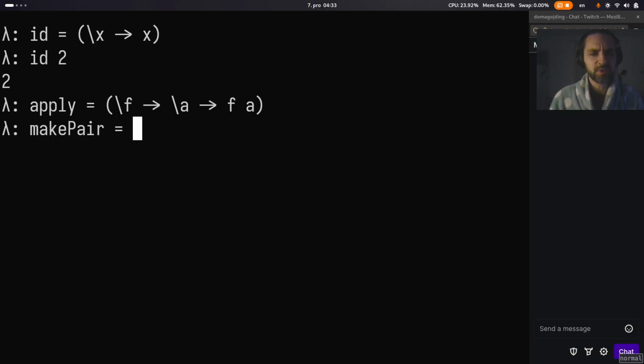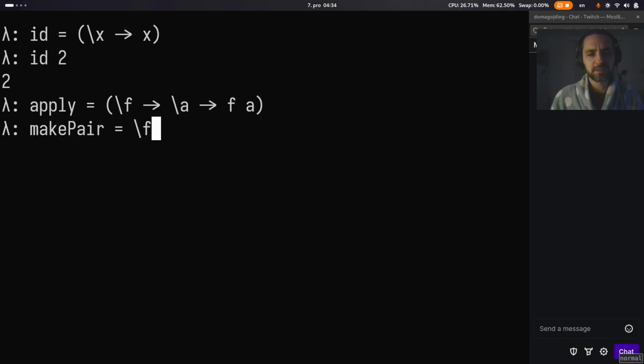I guess when you first see this, you have this naive idea that make pair will take two things and it will make a pair, but it's not. It's a function. But what does that mean, right? So make pair is lambda A. So it takes a thing, and then it takes a second thing.